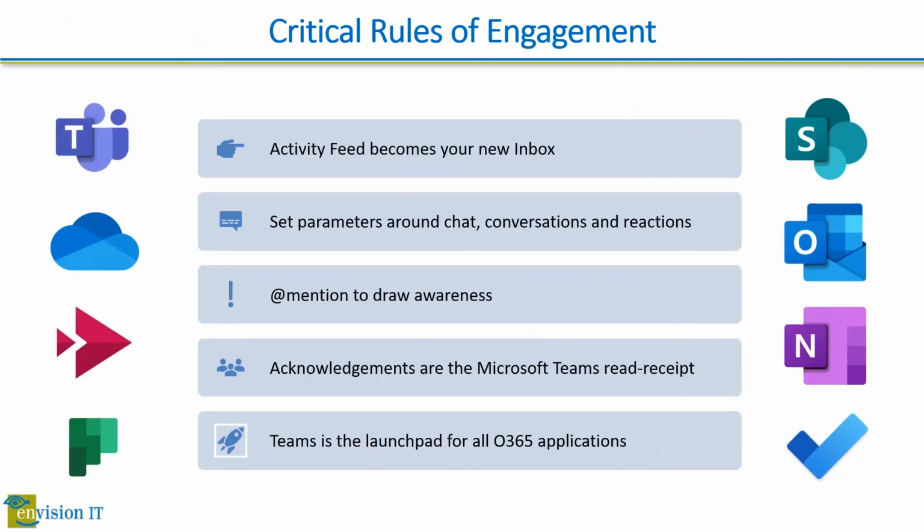As you look to the next slide, you can see that we create these critical rules of engagement. These are slides, or content, that we start with to really gauge and set people up for success. So looking at things like your activity feed becoming your new inbox, recognizing that that content is going to come only from internal sources, through to the last item on that slide that shows how Teams is really the launch pad for all Office 365 applications. Lots of content and concepts on that slide that we really want people to understand and to work through.